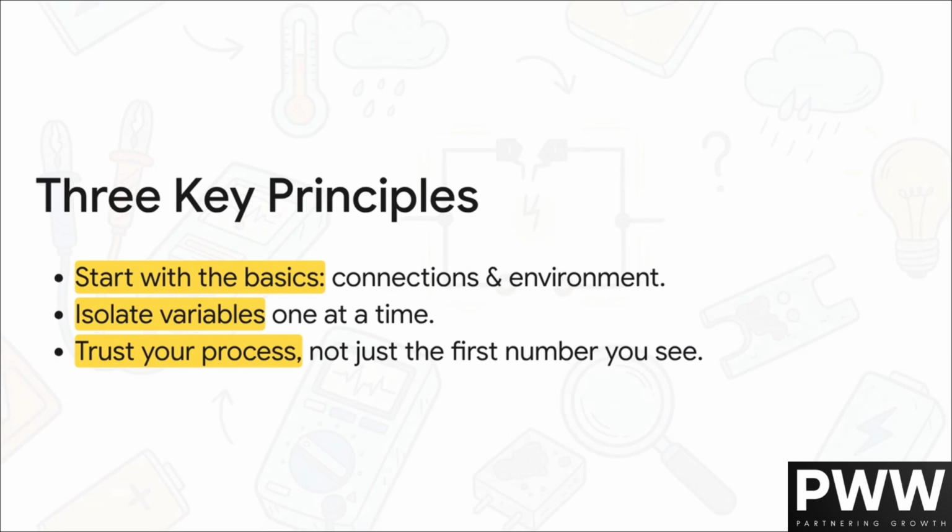So let's lock in these 3 principles. First, always start with the simple stuff, connections and environment. Second, don't just start changing a bunch of things at once. Isolate each variable one at a time so you know exactly what fixed it. And maybe most importantly, learn to trust your troubleshooting process. The first number on the screen might be a lie, but your process will get you to the truth.